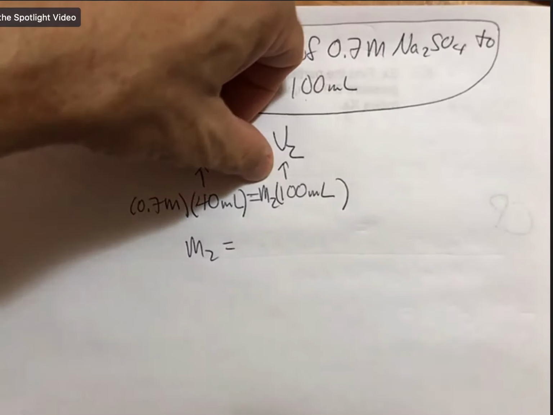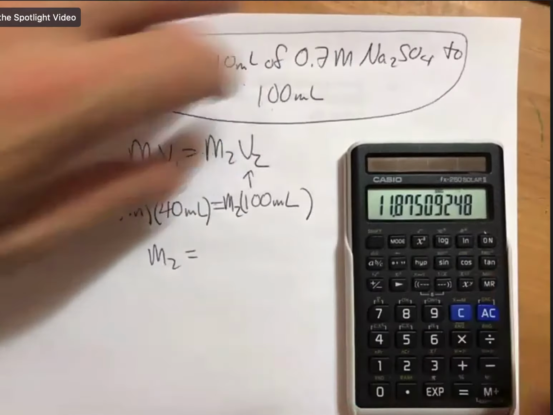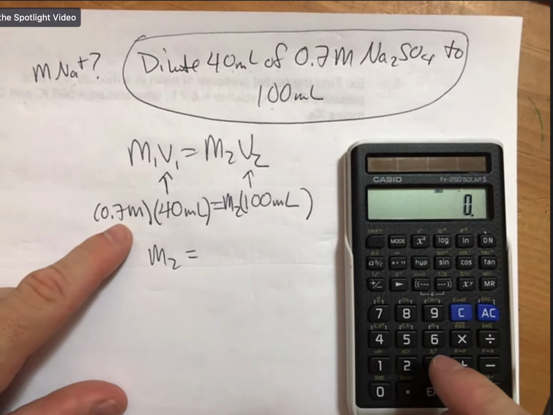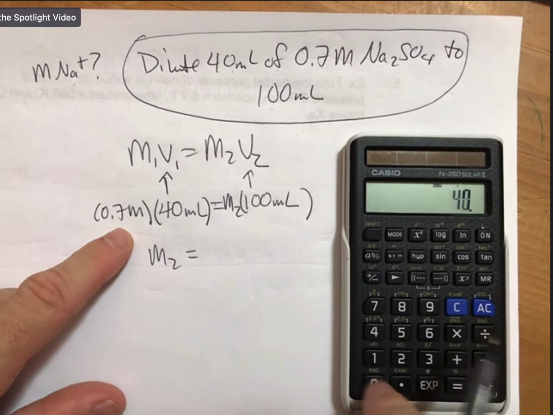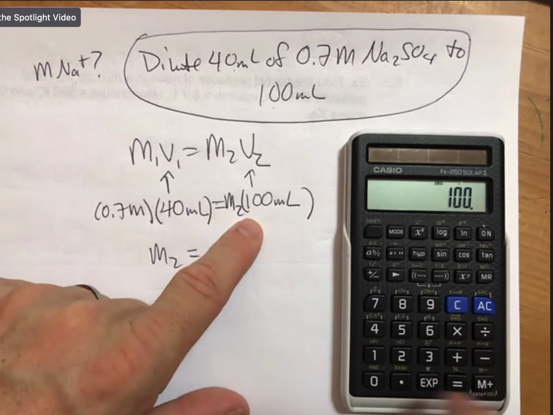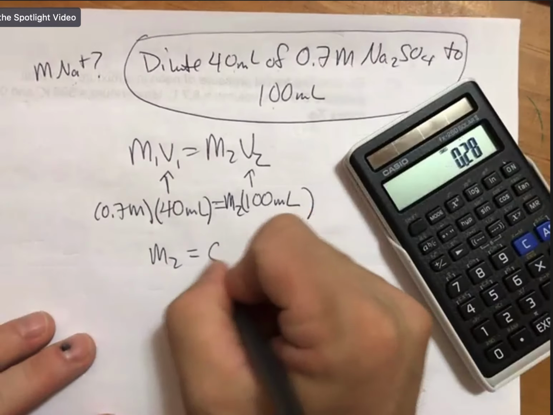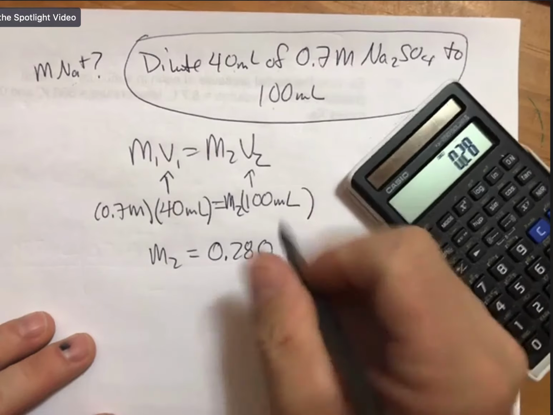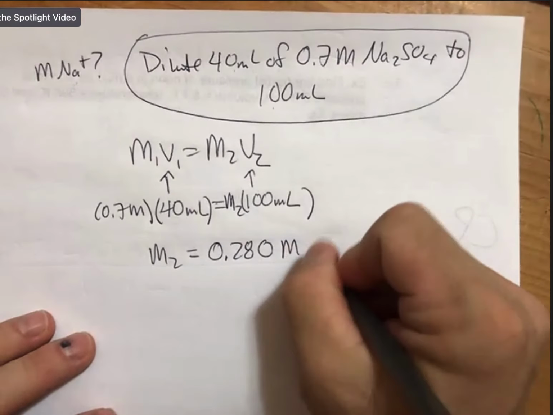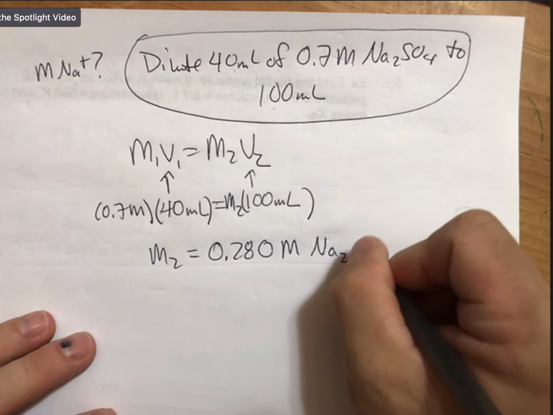Let's solve for M2. For M2, I'm going to need 0.7 times 40 divided by 100, 0.28, 0 molar sodium sulfate.